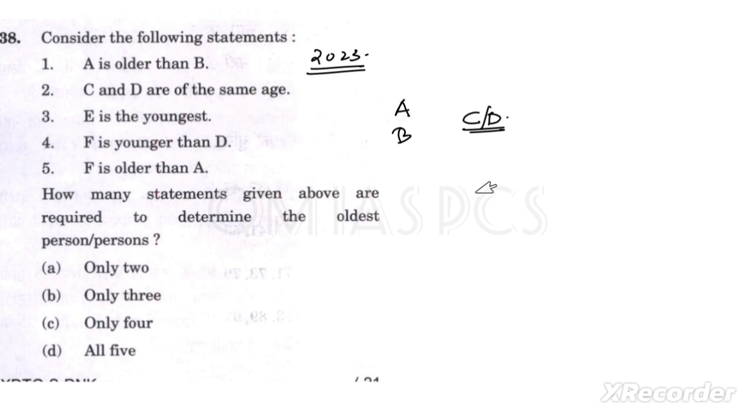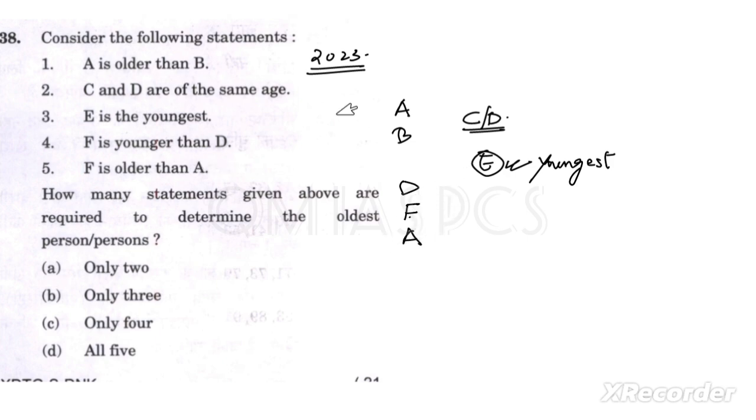Okay, so we can say E is the youngest, we will represent everything later on. Okay, F is younger than D, so D is here, F is here. Then F is older than A.